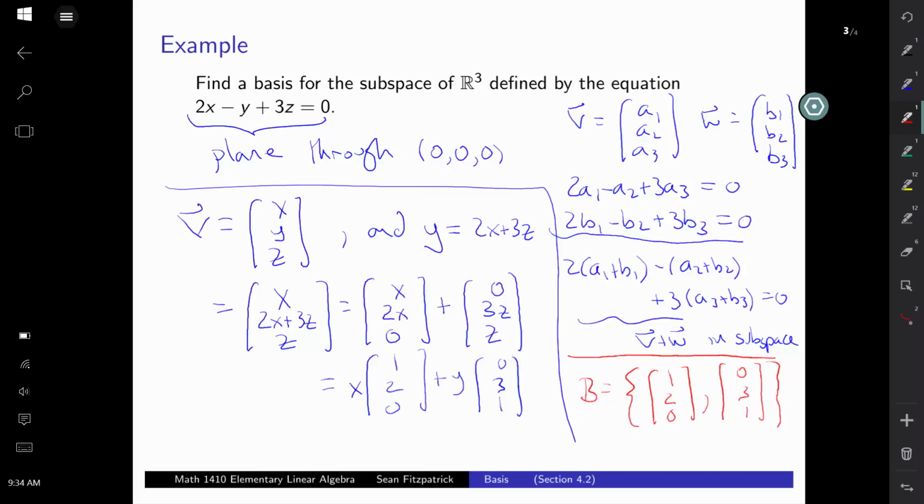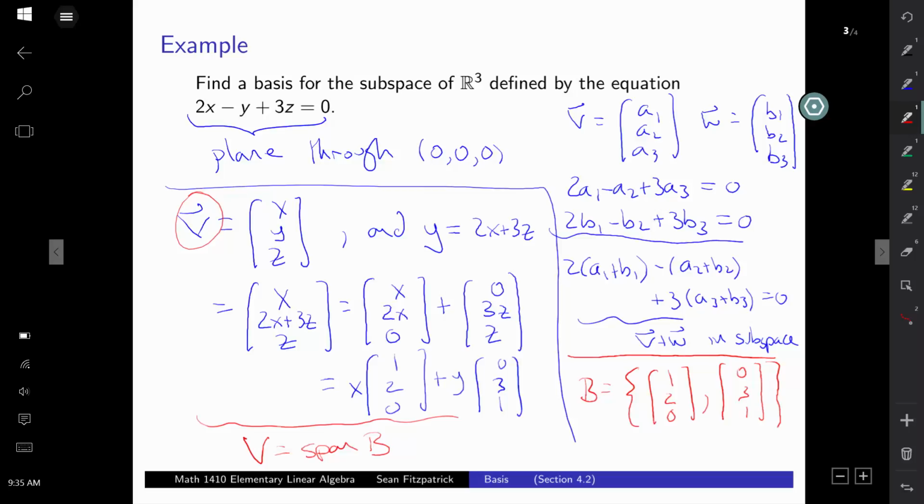Well, this is what we've done over here, right? So this tells me that my subspace V is certainly the span of this set B, right? Because I started with an arbitrary vector v in my set, and I established that it can be written as a linear combination of these two vectors. So every vector in this subspace can be written as a linear combination of those guys. So every vector is in the span. So these two vectors, they span V.